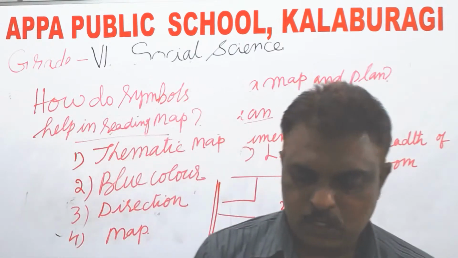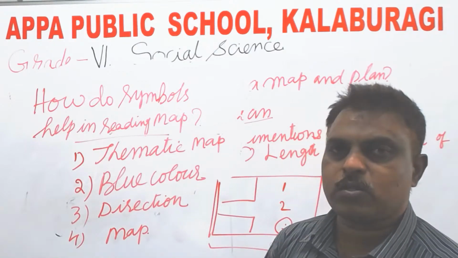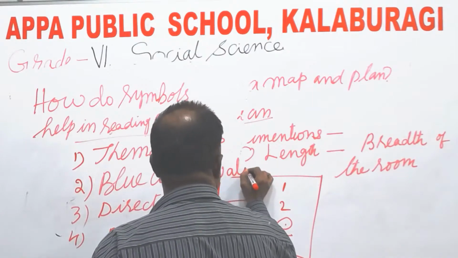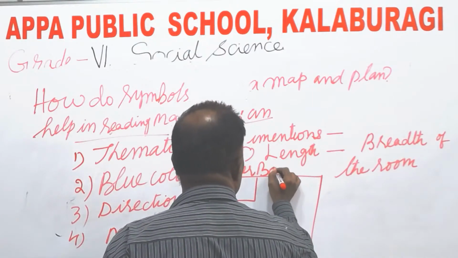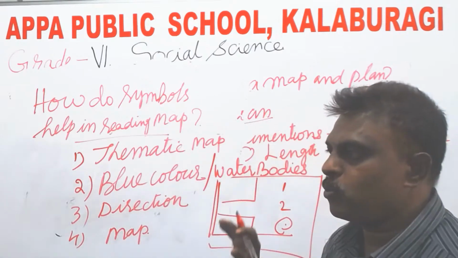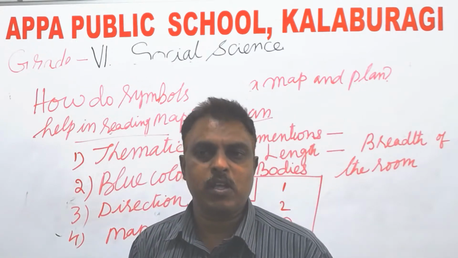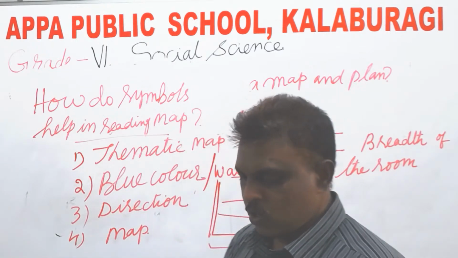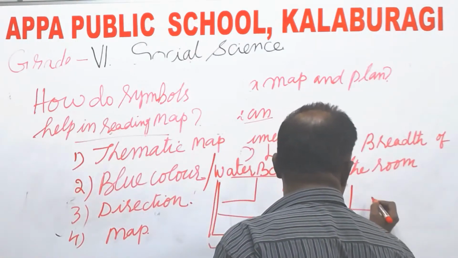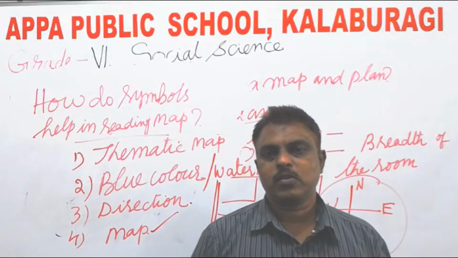Tick the correct answer. Which map shows the distribution of the forest? Thematic map. Think about the water bodies. Where in the map you can see the blue color, you can identify water bodies are there. Next one is a compass box is used to show the directions. Which directions? There are 4 cardinal directions: north, south. The correct answers. All these things are there.